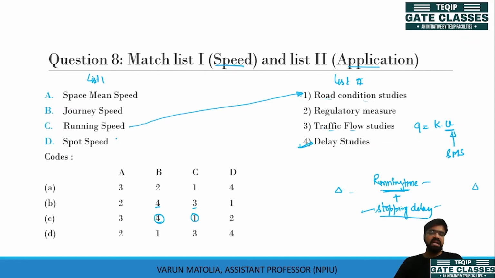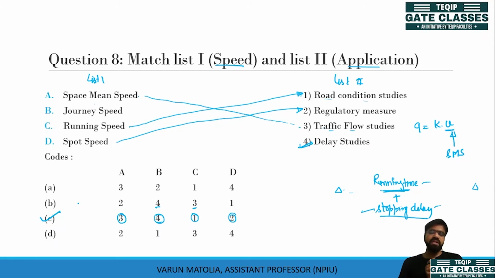Spot speed is the speed at any location. If there are higher speeds at any point, we can impose restrictions there. So spot speed study can be used for regulatory measures. So spot speed is matched well with regulatory measures. And the last one which we left earlier, space mean speed, we can see that it is well matched with your traffic flow studies. This option is correct.